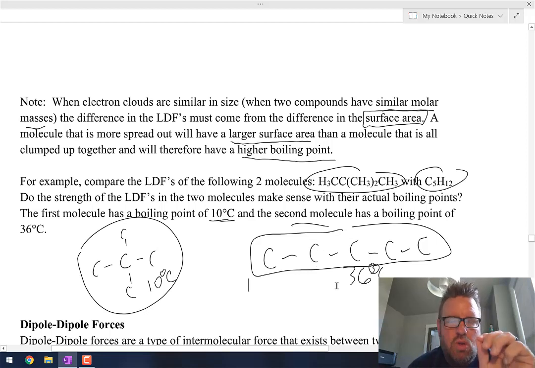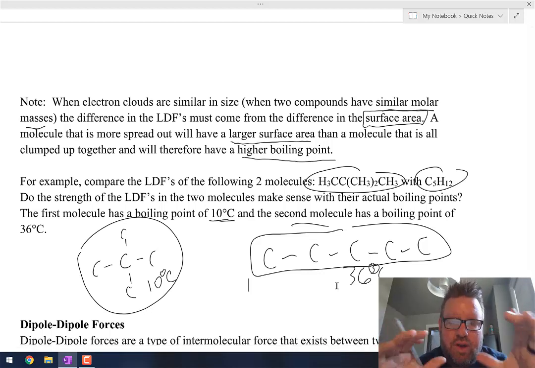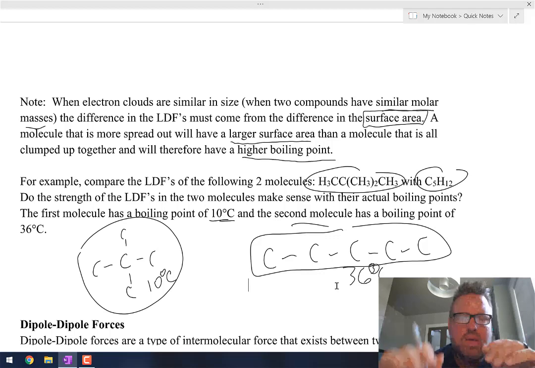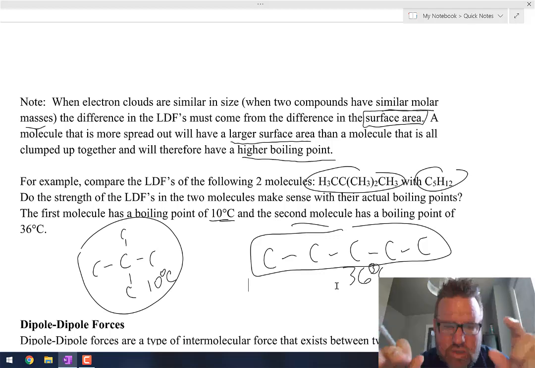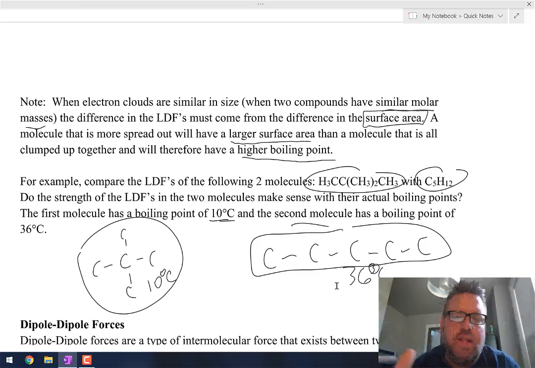So London dispersion forces: two things. Number one, typically, it's the size of the electron cloud. Use the molar mass on the periodic table to determine that: the larger the molar mass, the larger the electron cloud is going to be. If the molar masses are the same and therefore their electron clouds are similar in size, then you go to surface area. Of the three, London dispersion forces is typically the weakest, but not always.